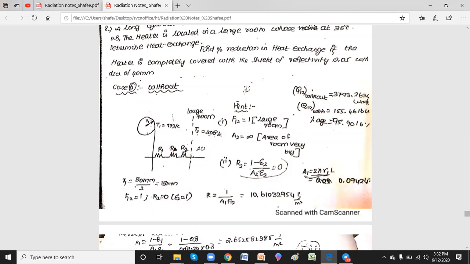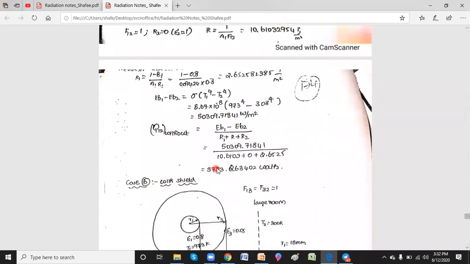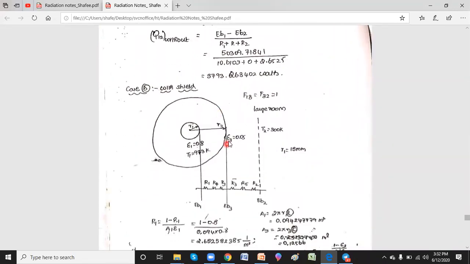Once you keep those values here, you will get a heat transfer of around 3793 watts. Now what he did next: previously R1 was the cylinder. Now he has enclosed that in a shield of radius R3, and this dotted line is the room, the large room.